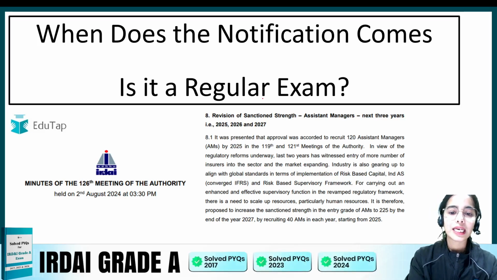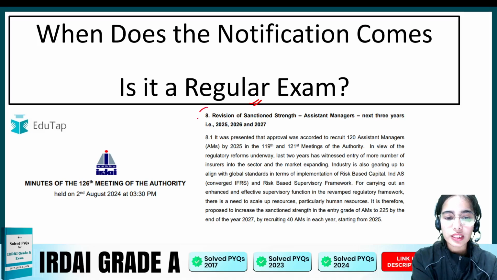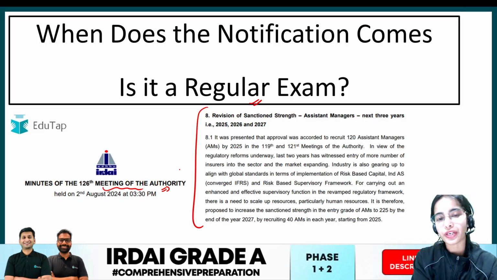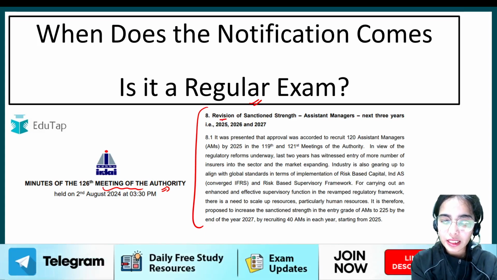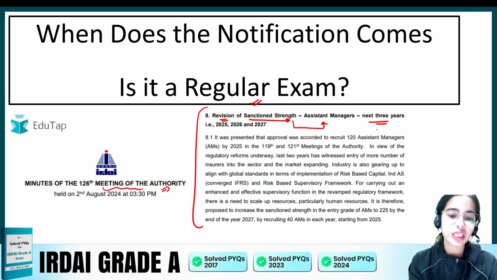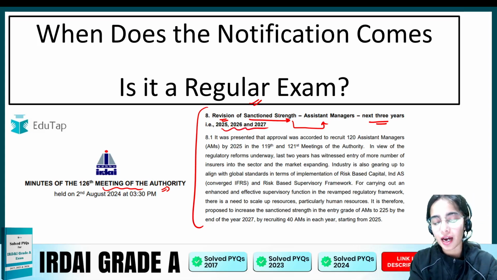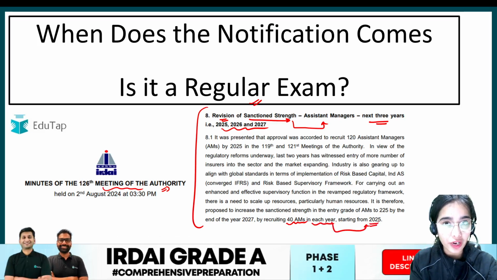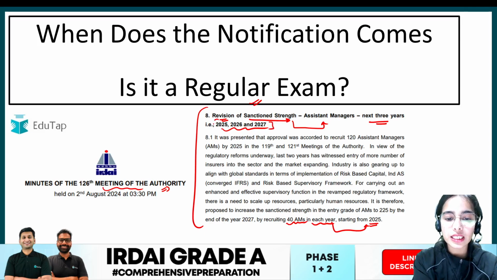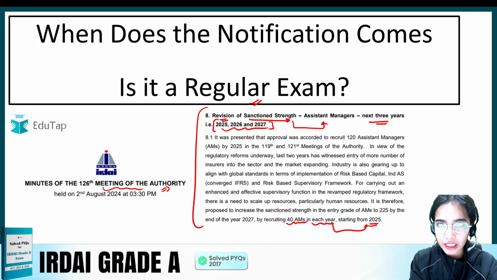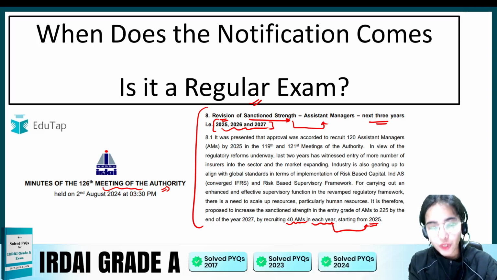So first of all, is it a regular examination? See, there was a recent meeting of the IRDAI, the Insurance Regulatory and Development Authority of India, where it was discussed that there is a revision of the sanctioned strength for the assistant managers. So in the next 3 years, there will be recruitment of 40 assistant managers in each year starting from 2025. So you can understand that at least for these 3 years, it is proposed that there should be regular examinations and regular recruitment.